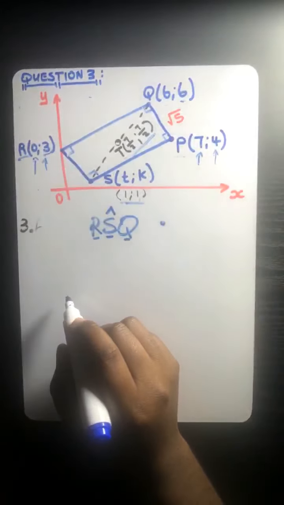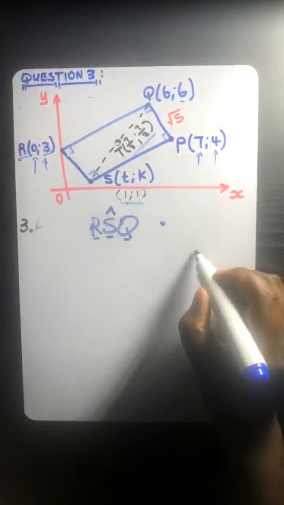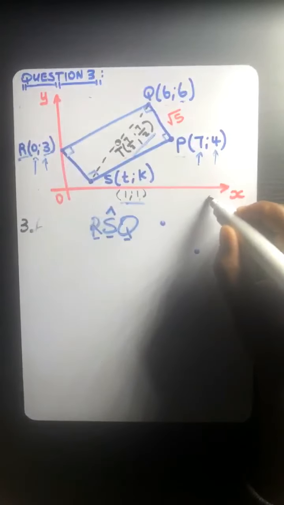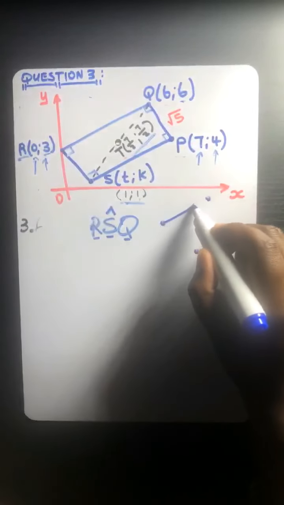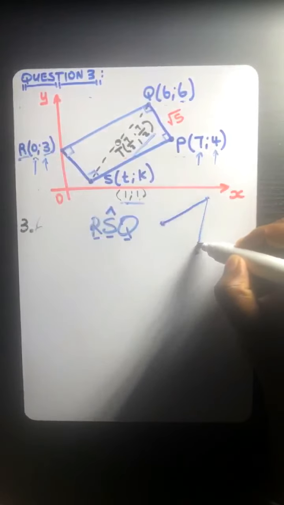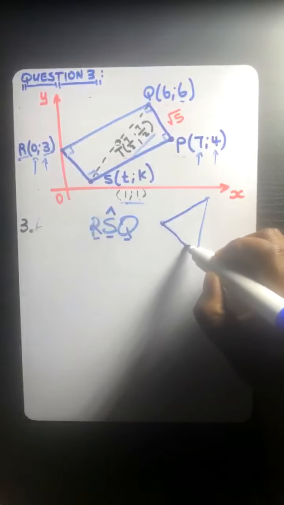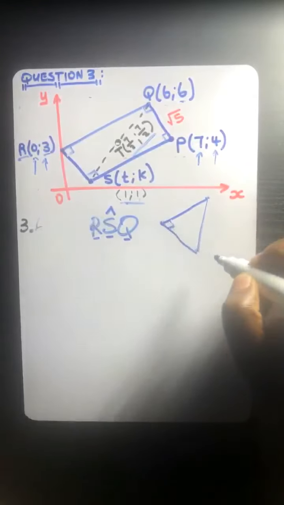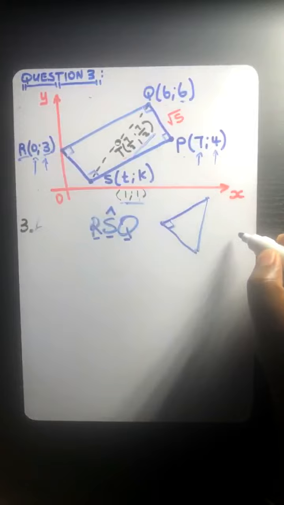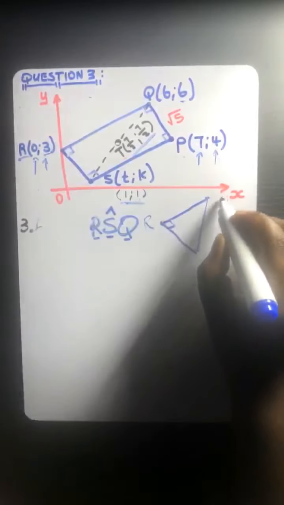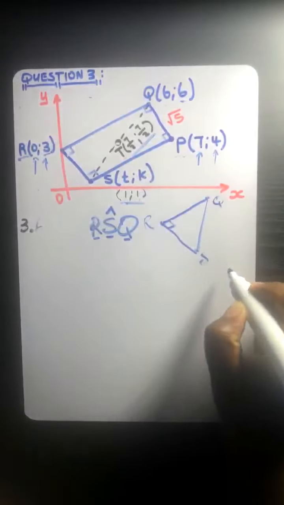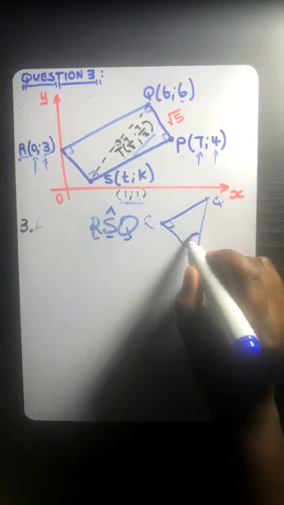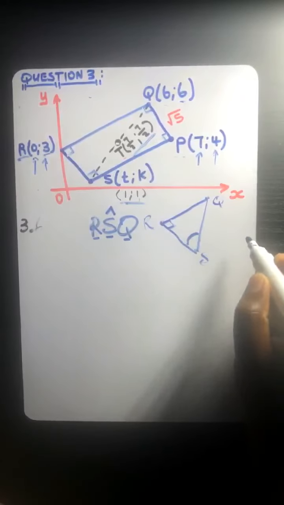Where is S? There is S. Where is Q? Oh, there. Up there is Q. So that means this is the triangle that they are talking about. And remember, as you can see there, I did say we have a 90 degree angle over there. So this is R, this is Q, this is S. And the angle they want us to calculate is that one over there.